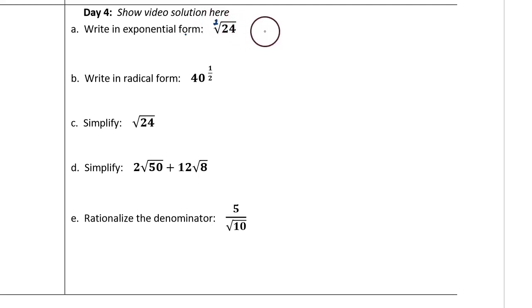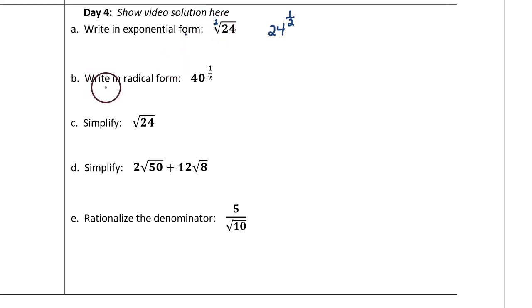You can write that in exponential form by using the number inside the radical, the 24, and raising it to an exponent. When you have a square root, the exponent is 1/2. If this was a cube root, the exponent would have been 1/3. If there was a little 4 here in the index spot, the exponent would have been 1/4.